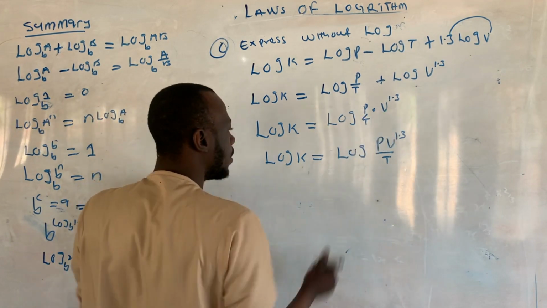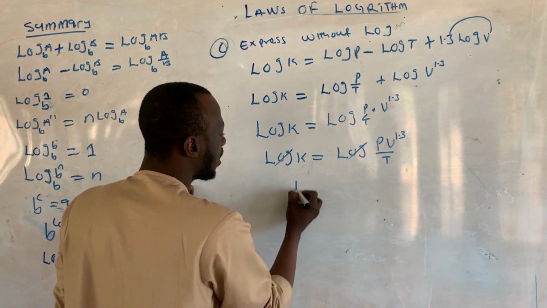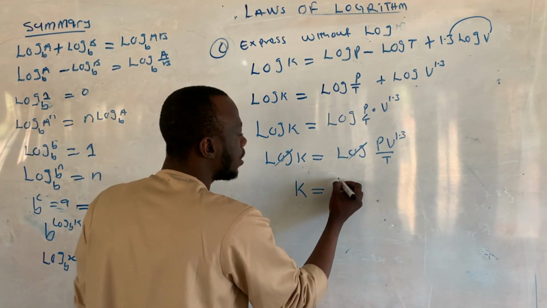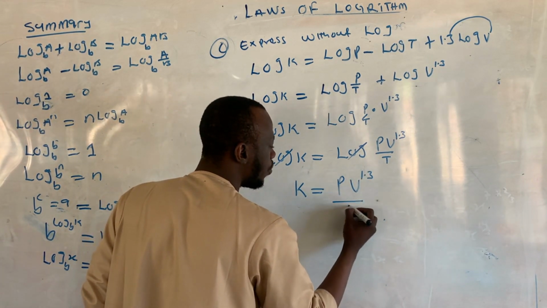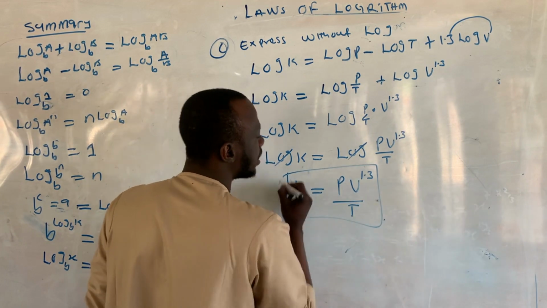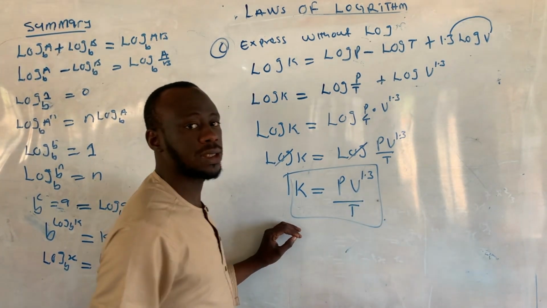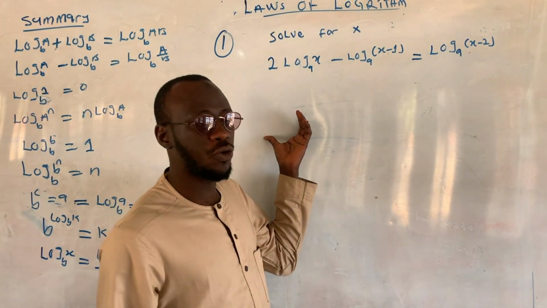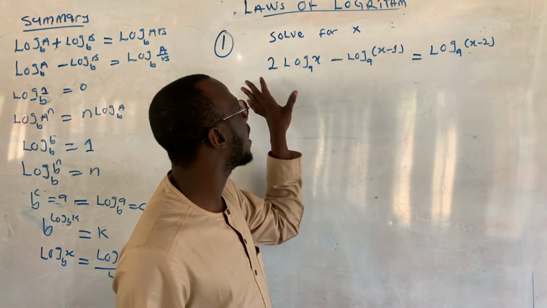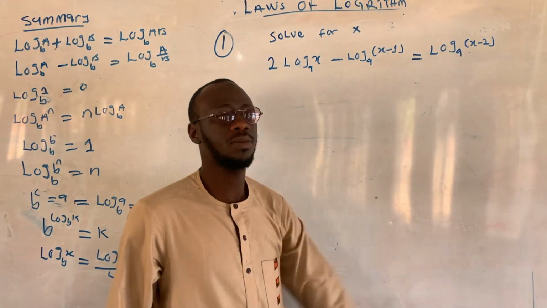Since the p and v logs cancel out, here we have k equals (p v) to the power 1 over 3, all over t. This is our final answer. We remove the log sign from the question. Now we are going to find the value of x from this given equation.